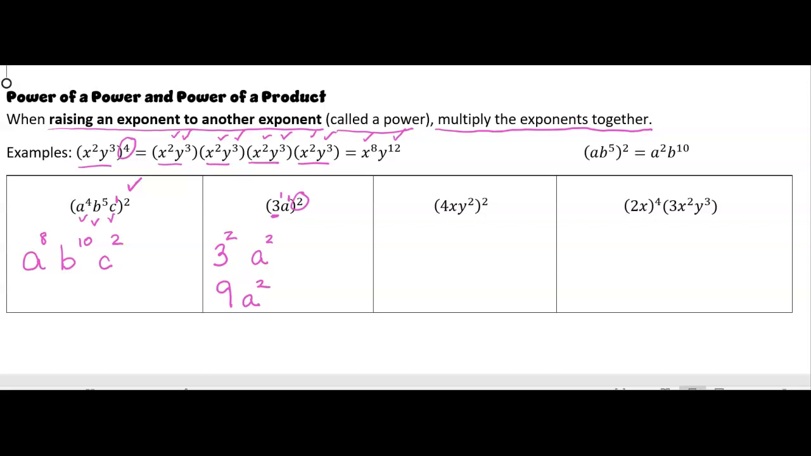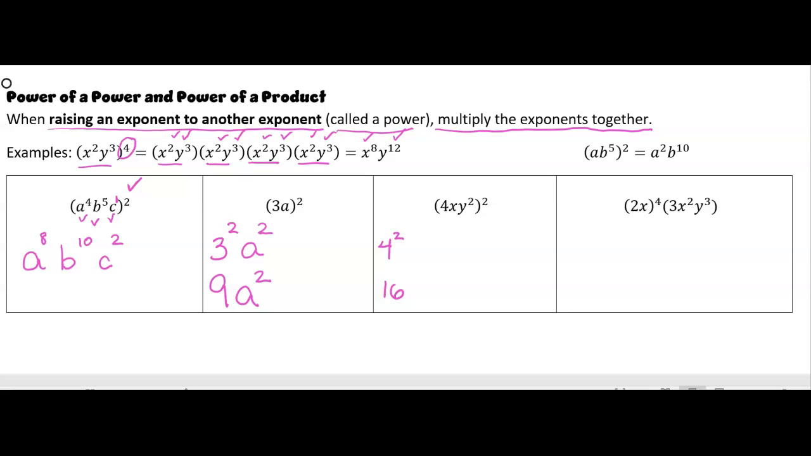Or maybe an easier way to think of that really would just be 3 to the second power times a to the second power. And 3 to the second power is 9, so we would get 9a squared. Okay, the next one. So we're going to do the same thing. We're going to do 4 to the second power. 4 to the second power is 16.